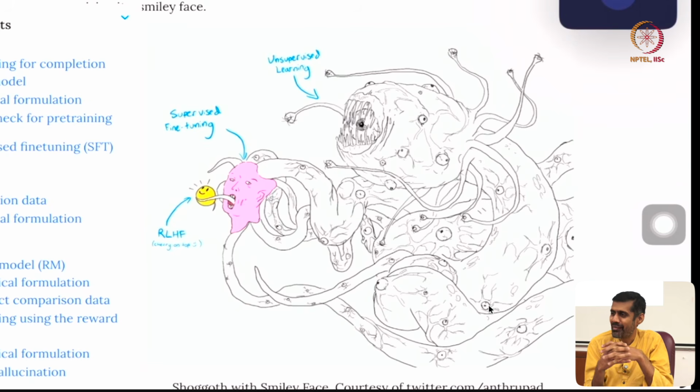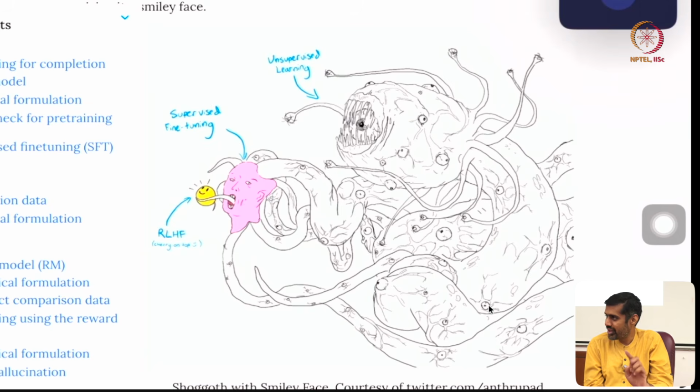So if you remember, the head of one of these big companies said that to make your LLM say thank you, we spent a lot of dollars. Do you remember that? It just happened very recently. So that is alignment. So the smiley that you see at the output of this entire thing is what is called RLHF, reinforcement learning based out of human feedback.